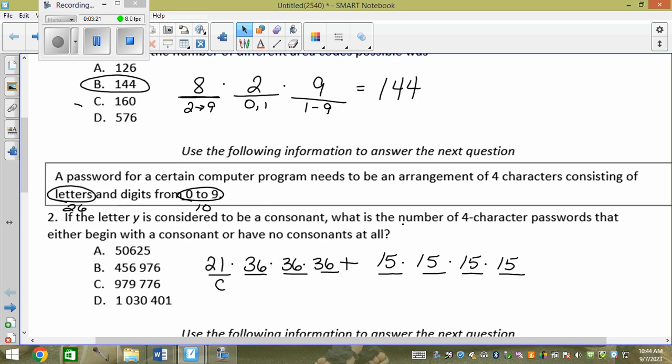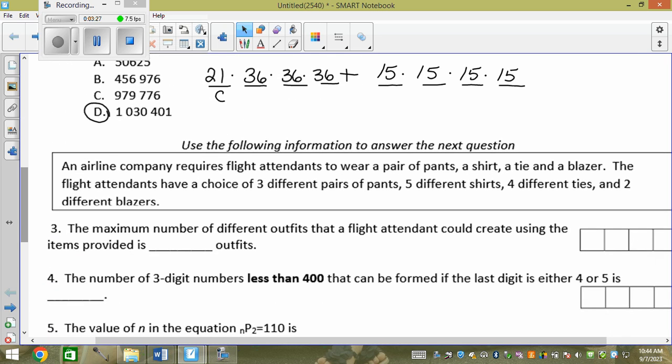Okay. And this is D. We agree? Okay. This one says an airline company requires flight attendants to wear a pair of pants. I'm going to underline it because I'm going to pick 1 pair of pants, 1 shirt, 1 tie, 1 blazer. Can I use the fundamental counting principle if I pick 1, 1, 1, 1? Yeah. What if I had made them wear 2 pairs of pants? Super weird, but could I use the fundamental counting principle? No. Then I would have to use something else. You don't know how to do that. You will. But you don't right now.